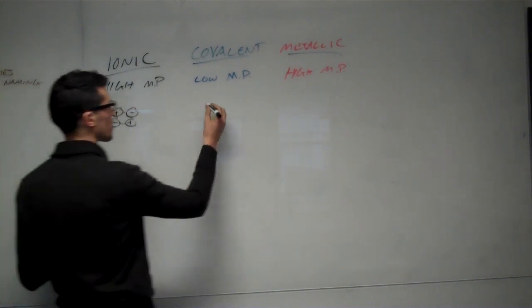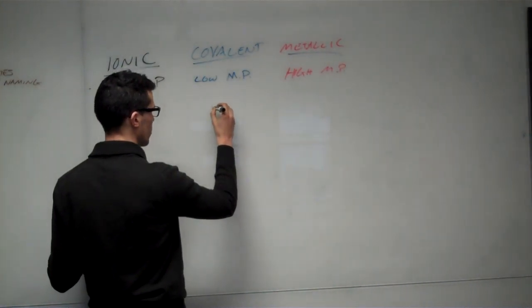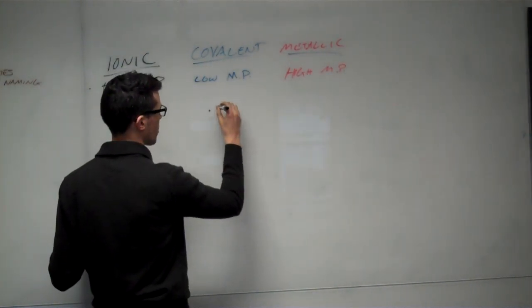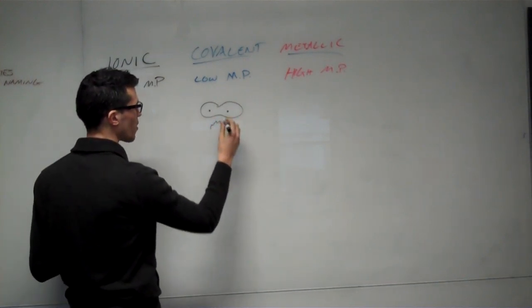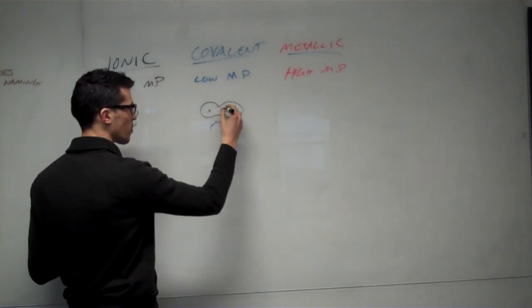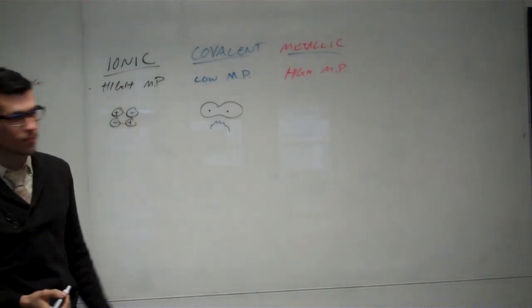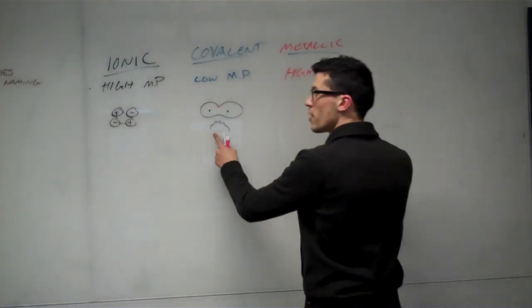Okay. Covalent bonds, on the other hand, are sharing electrons. So you've got an atom here and an atom here, and they're sharing their electrons. If you apply heat right here, it does break these apart, and you can melt because of that.